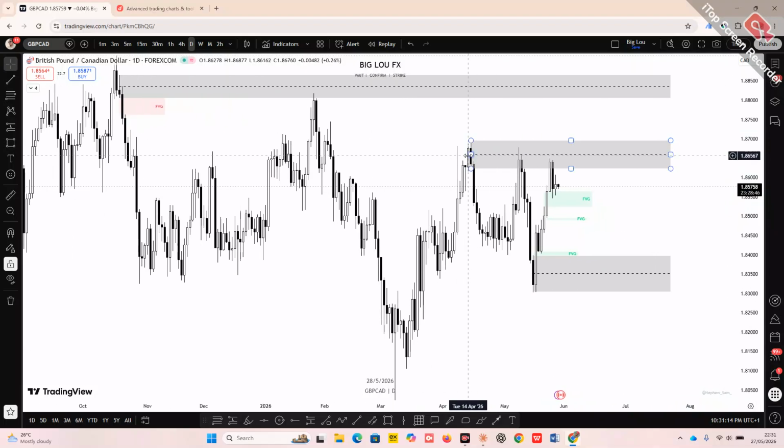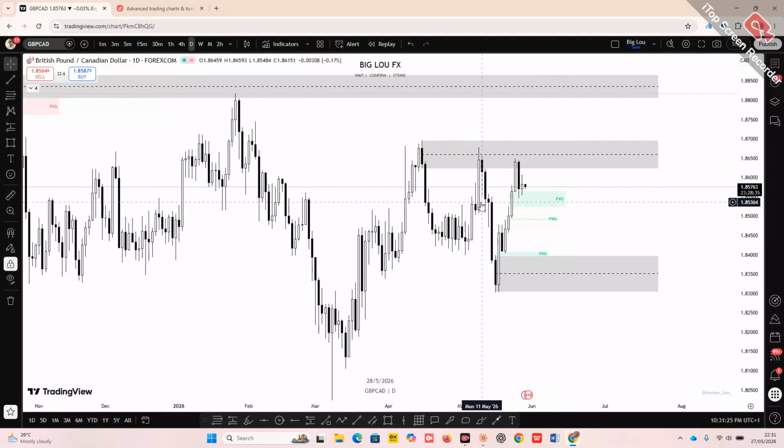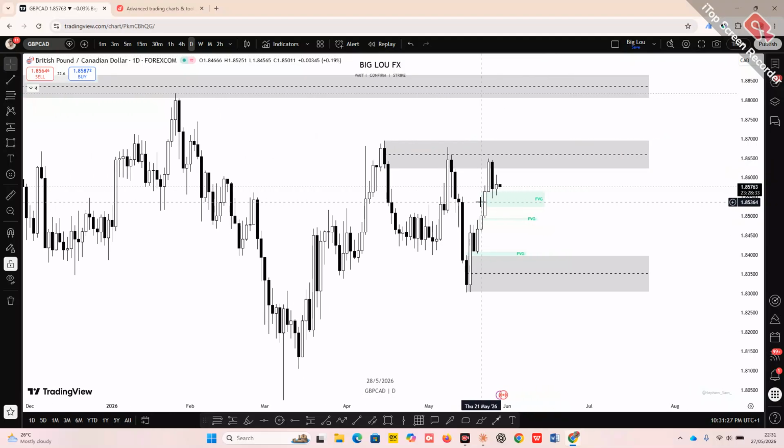Remember, I took this trade on a Monday. I think that was here. No, that was not here. That was here, Monday. So I took this trade on a Monday. Where is market coming from and what is market reacting to?